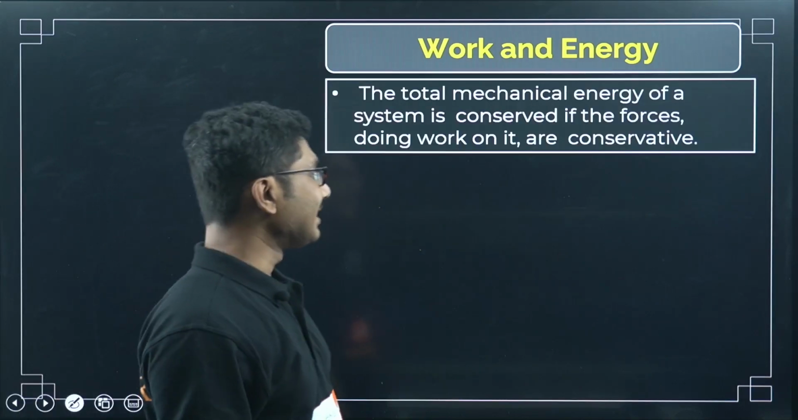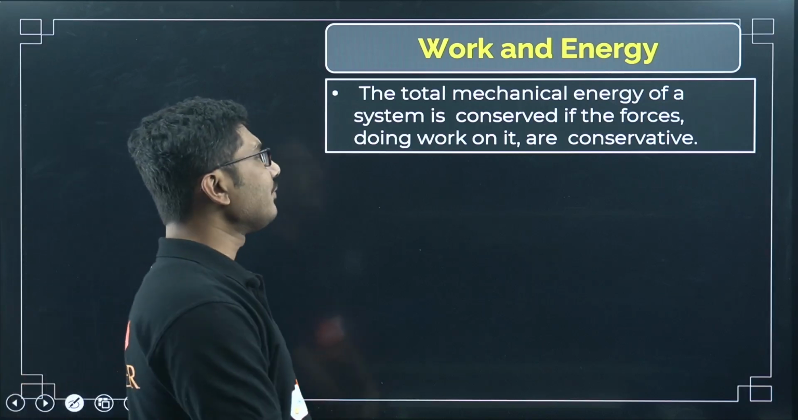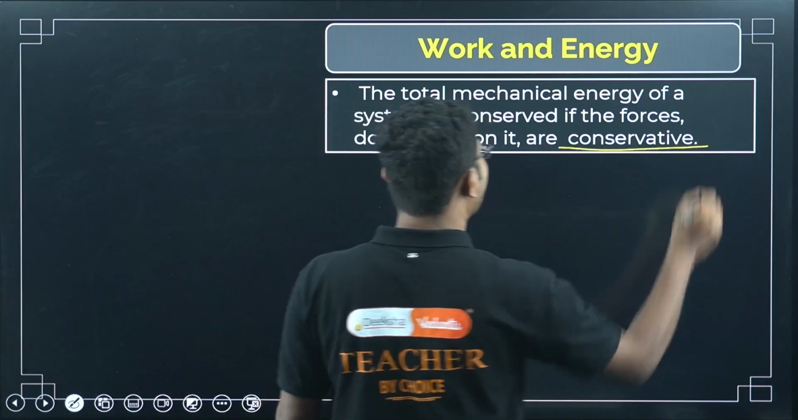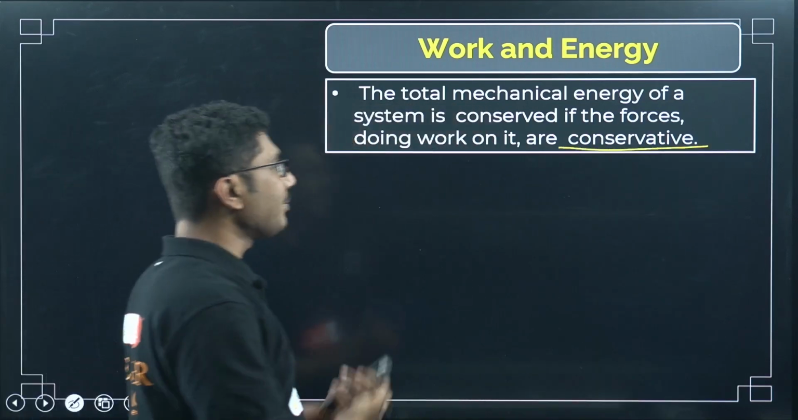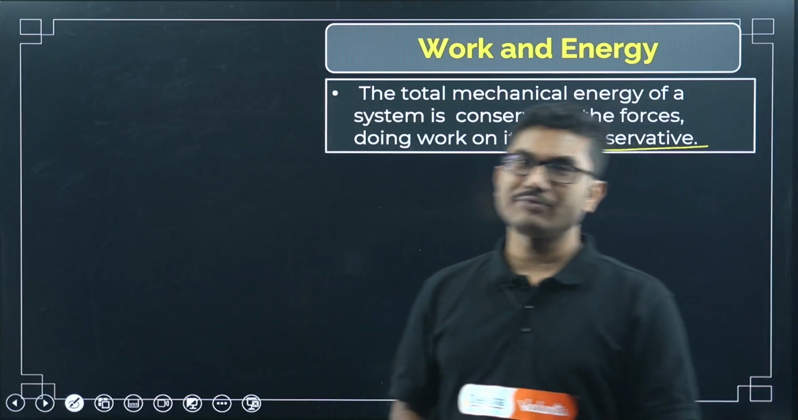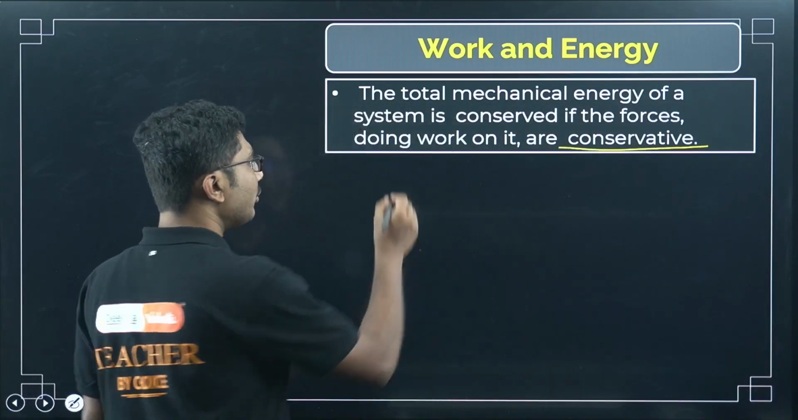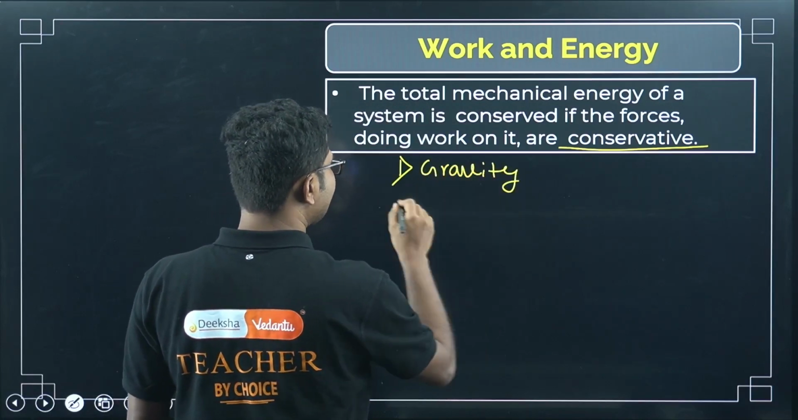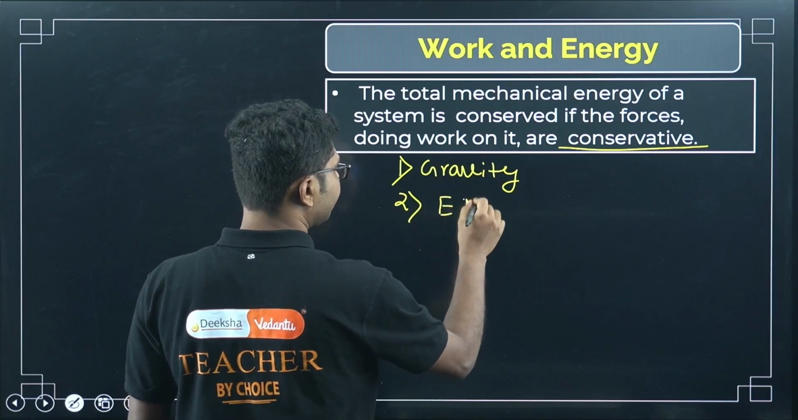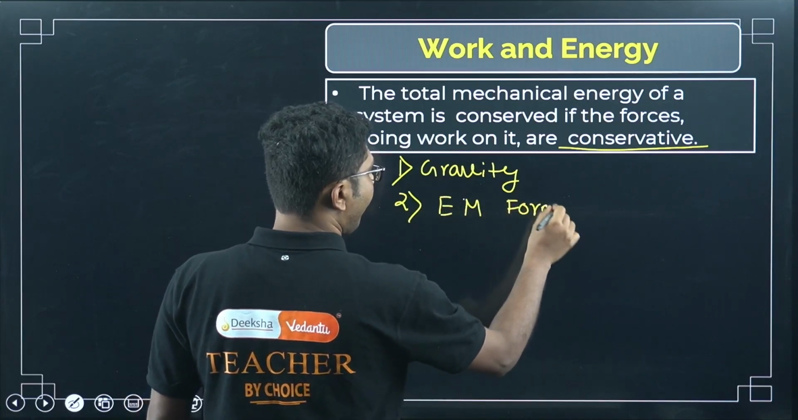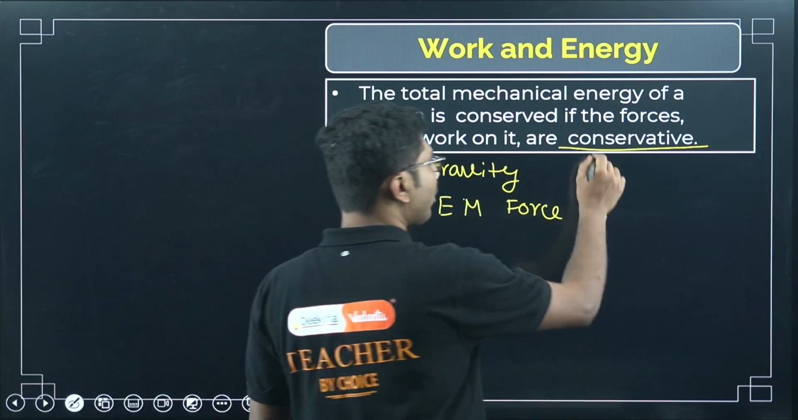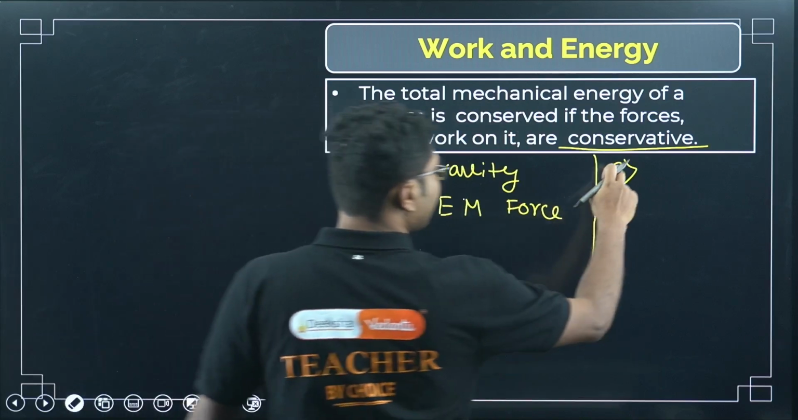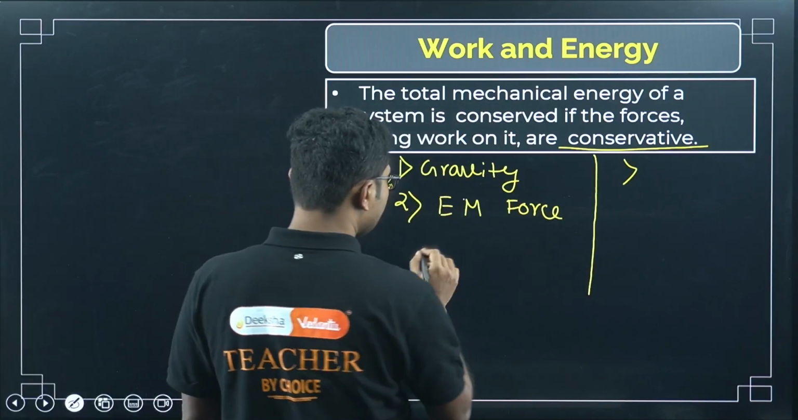The total mechanical energy of a system is conserved if the forces doing work on it are conservative. So if the forces acting on it are conservative, then the total mechanical energy of the system will be conserved. What are the examples of conservative forces? A few examples we already know: gravitational force, and next is electromagnetic force. These are conservative forces. Any example of non-conservative force?